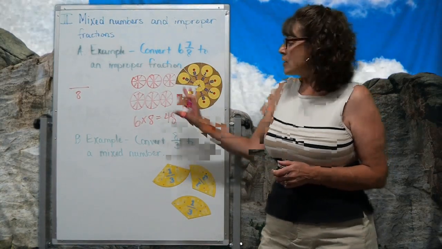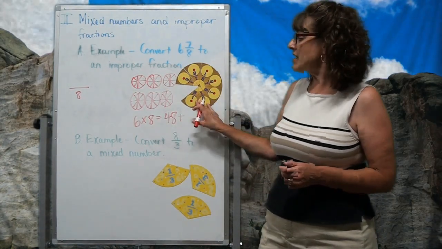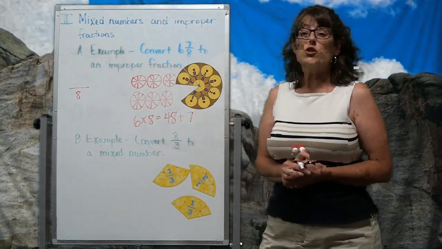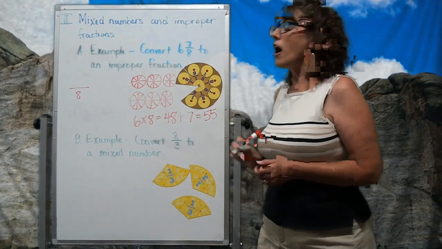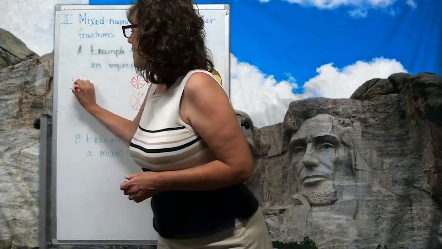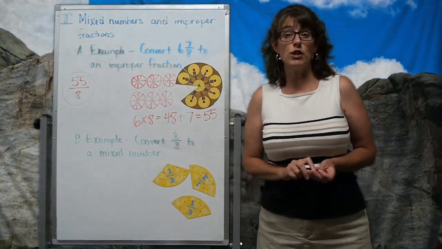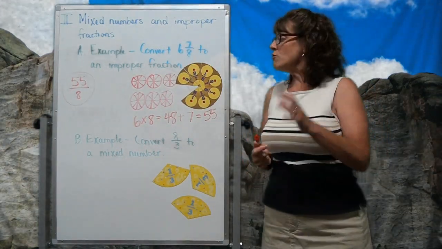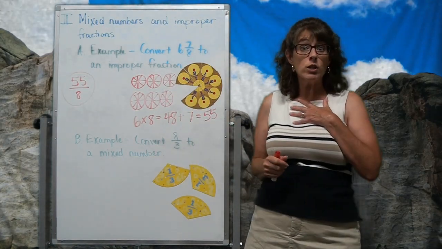So now I need to take these 48 eighth pieces and add to it these 7 pieces. So 48 plus 7 gives me 55 of these eighth pieces. And that, my friends, is how you take a mixed number and convert it to an improper fraction. Now you may be thinking, oh my gosh, I do not want to have to draw this out every single time, and I don't want to either.